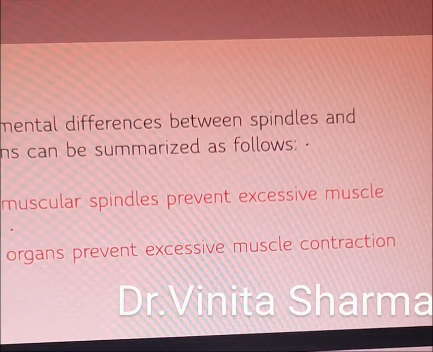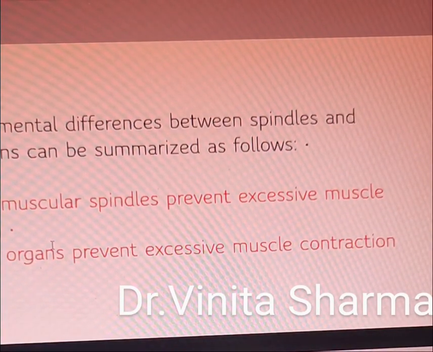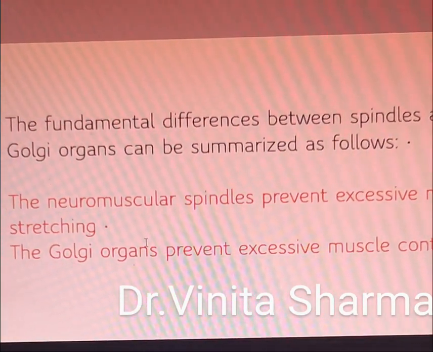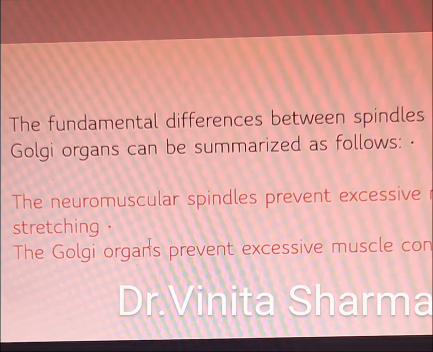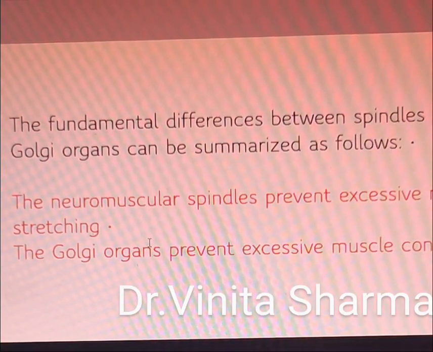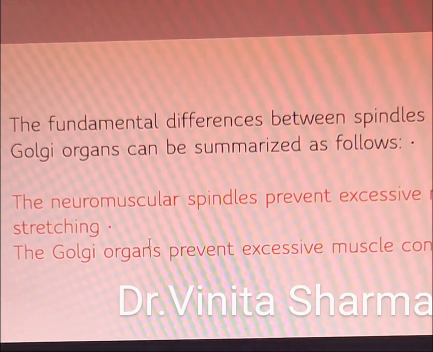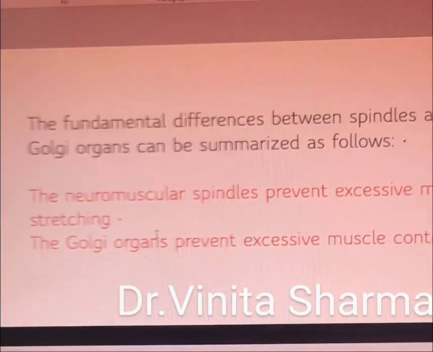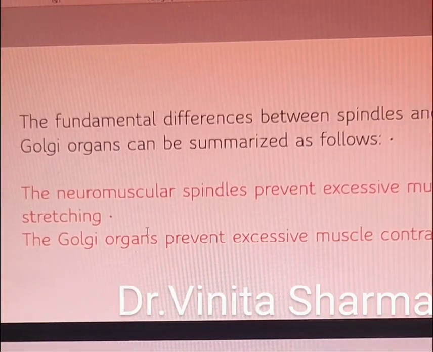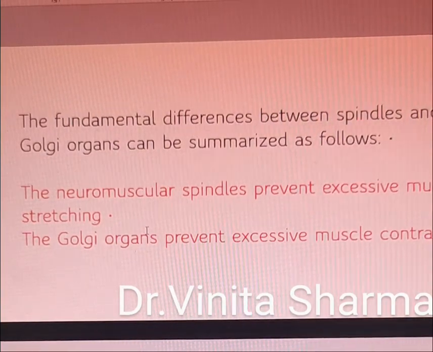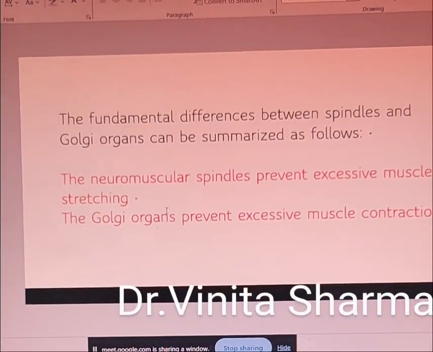And in the next slide we see the fundamental difference between the spindles and the Golgi organ, summarized. The neuromuscular spindles prevent excessive muscle stretching. So muscle stretching is the work of neuromuscular spindles, and the Golgi organ will prevent excessive muscle contraction. So where there is muscle contraction in an excessive way, there is the work of the Golgi tendon organ.